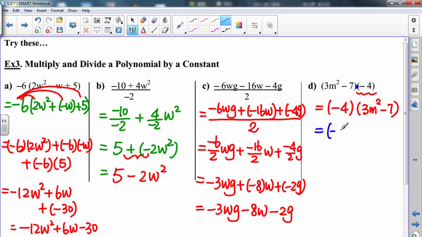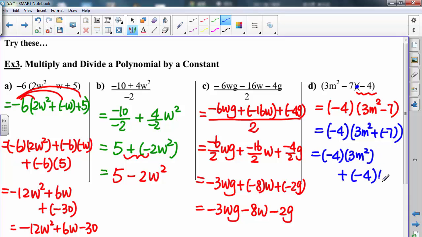So after I move negative 4 to the front, I can change 3m squared minus 7 into 3m squared plus negative 7. So then I have negative 4 times 3m squared plus negative 4 times negative 7. Negative 4 times 3 is negative 12m squared, plus negative 4 times negative 7, positive 28. So here we got all the examples in this new lesson.